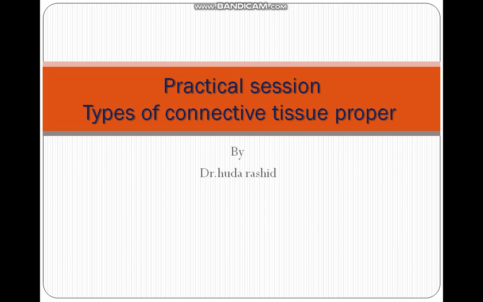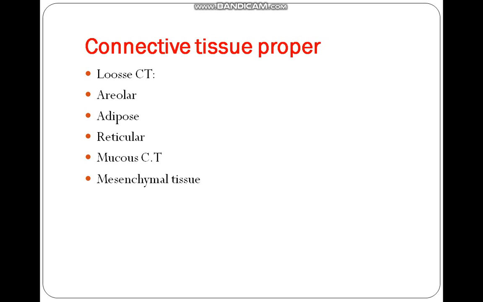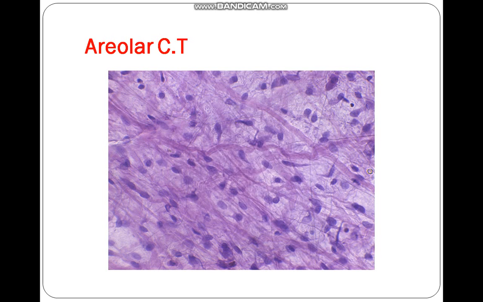Today's practical session is about the types of connective tissue proper. In this section, we will talk about the connective tissue proper that we discussed earlier within the lectures. This includes loose connective tissue such as areolar tissue, adipose tissue, reticular tissue, mucous connective tissue, and mesenchymal tissue.